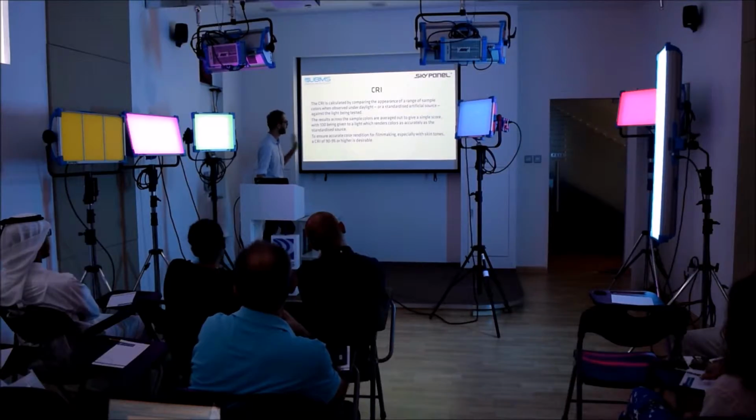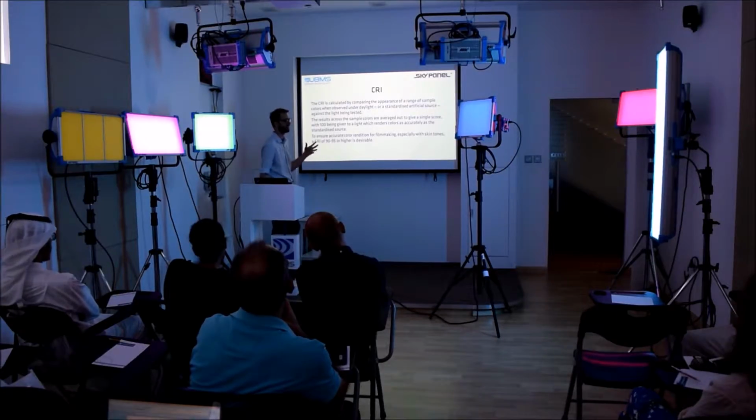So to ensure accurate color rendition for filmmaking, especially with skin tones, is really where this is important. If CRI is the only number that you see, or the only number you're given, and there isn't a TLCI, which we'll come to in a second, you're looking for a CRI of between 90 to 95 or higher for any artificial light source to give good quality colors, especially when it comes to skin tones.